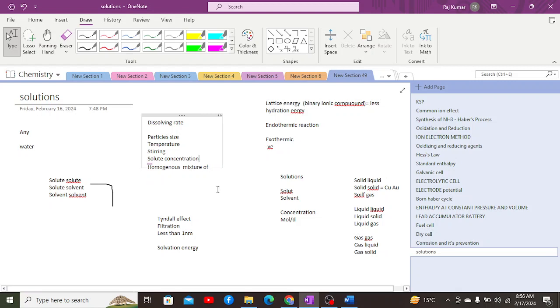Sorry, inversely proportional to solute concentration, because if solute concentration is increased, then more solute will have less space in order to dissociate into ions. So in that case, this is the condition.